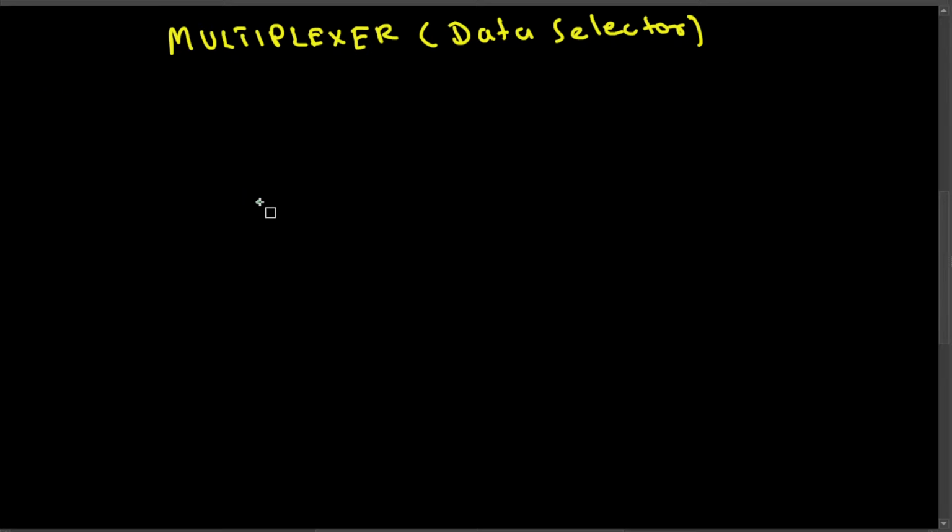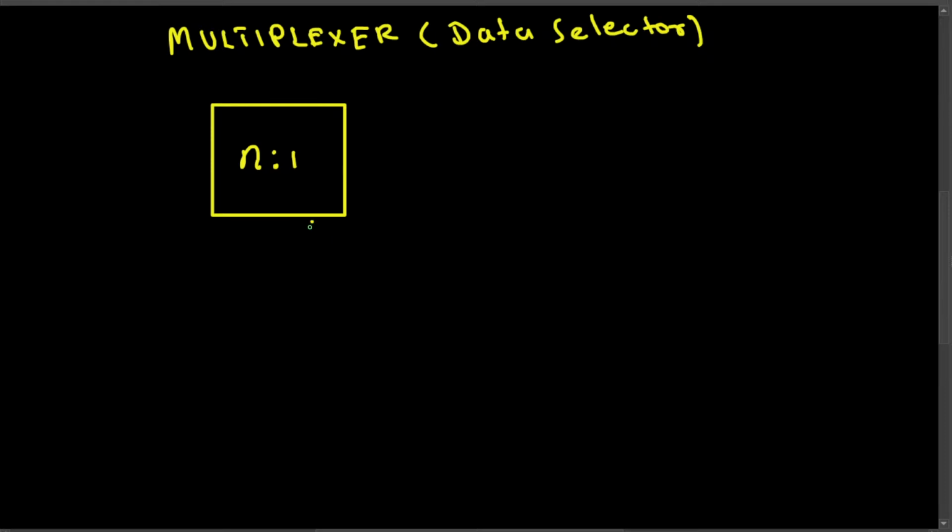Okay, let's look at an example of a multiplexer. This is a generic form of multiplexer. It looks like this. Here I'm just drawing a box. This is the number of inputs. It always depends on the number of select bits, the selector.